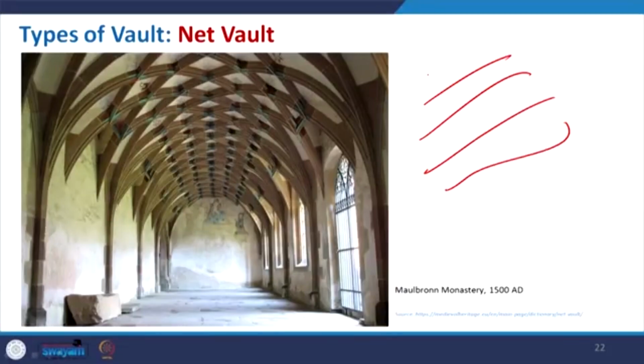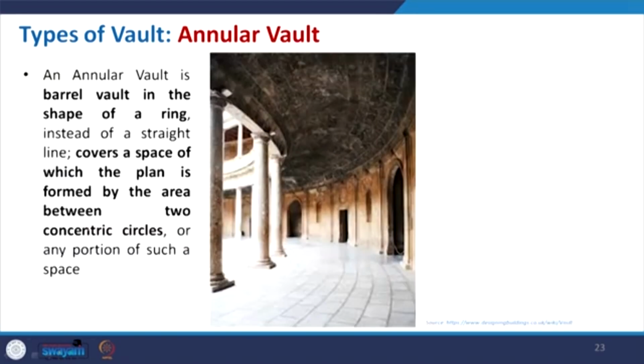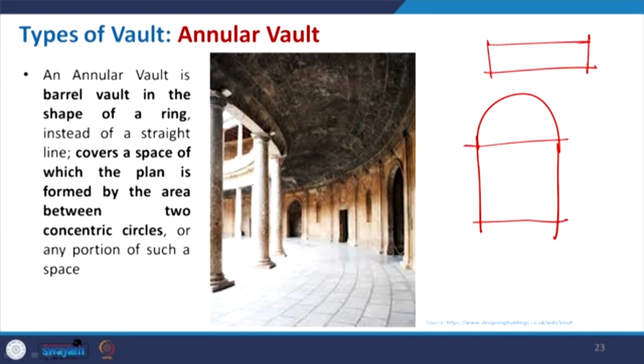Net vault is something where, as we are all aware of different kinds of nets, it is the same as a checkerboard, and multiple curvatures are crossing each other to create this kind of net. So, this is an example of the net vault. Coming to the annular vault. The annular vault is related to the barrel vault, but the barrel vault, you remember, is placed like this on a corridor, right, where you have a very simple plan, and on top of it you have this.